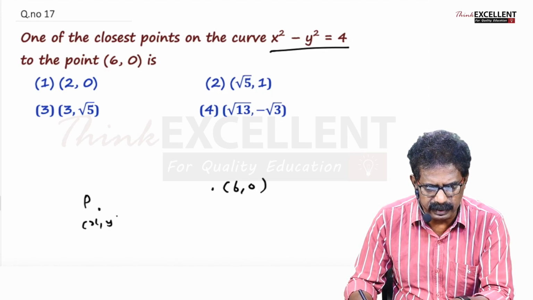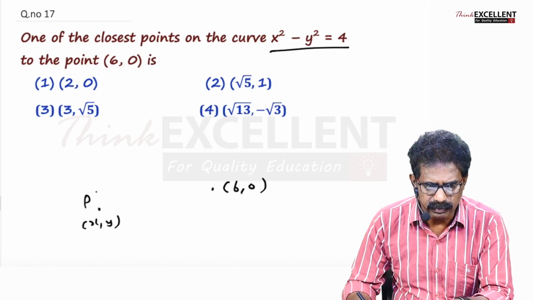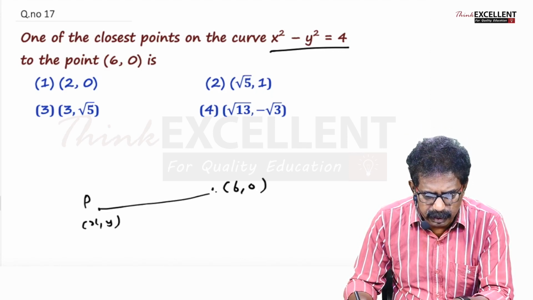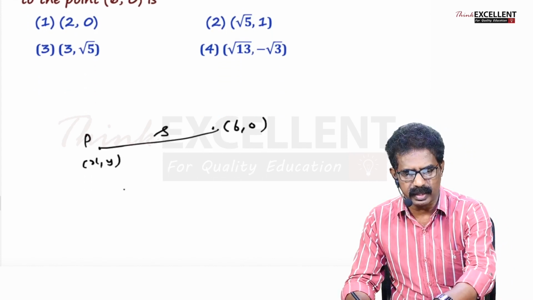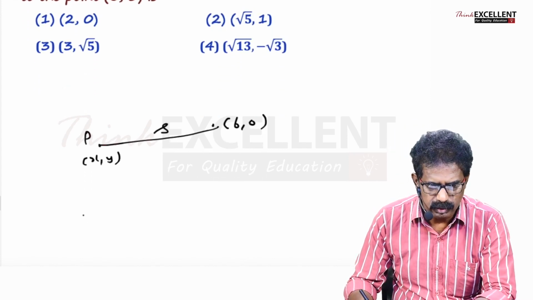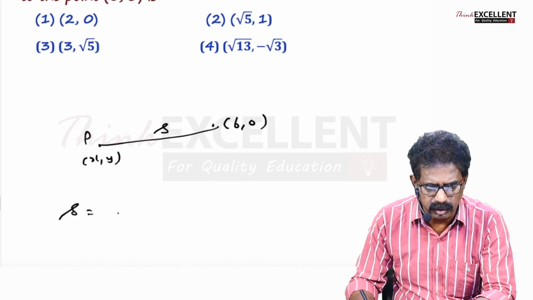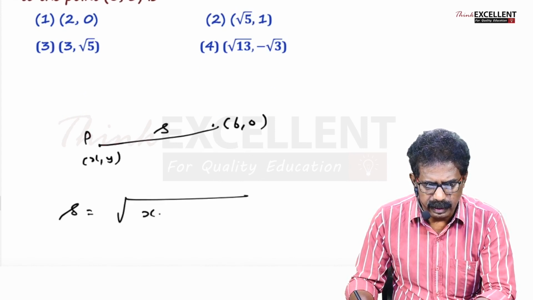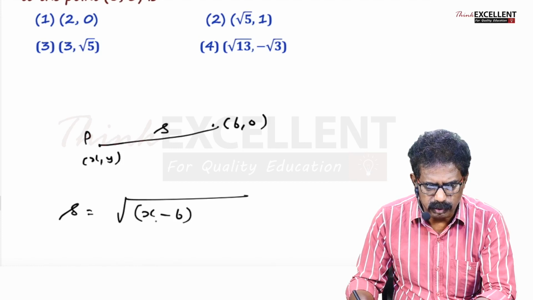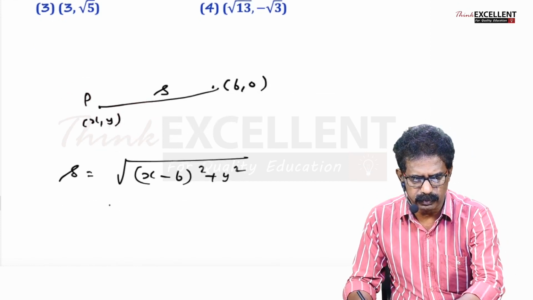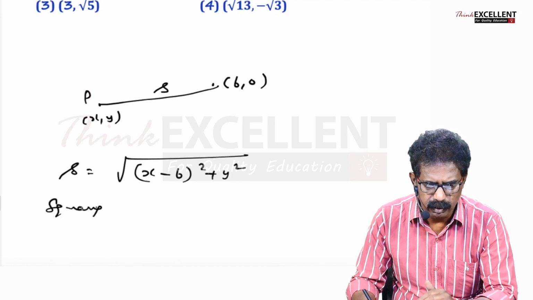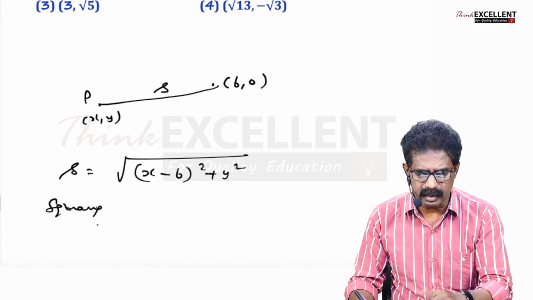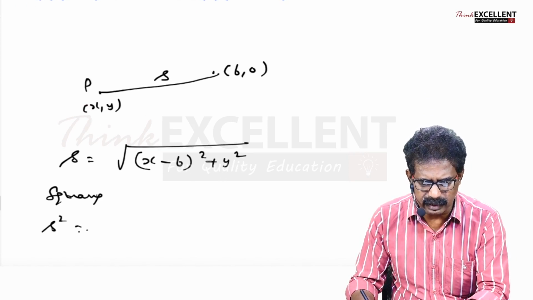You take the point as xy, so that the distance is minimum. I am taking the distance as s. So we have to minimize s. So distance formula, you know, s equal to root of x1 minus x2 the whole square plus y1 minus y2 the whole square. So to avoid the root, I am squaring. So when you square, you are getting s square, and that s square I am taking as a capital S.